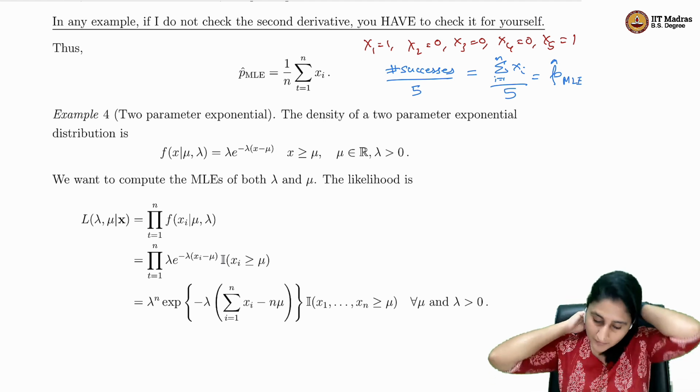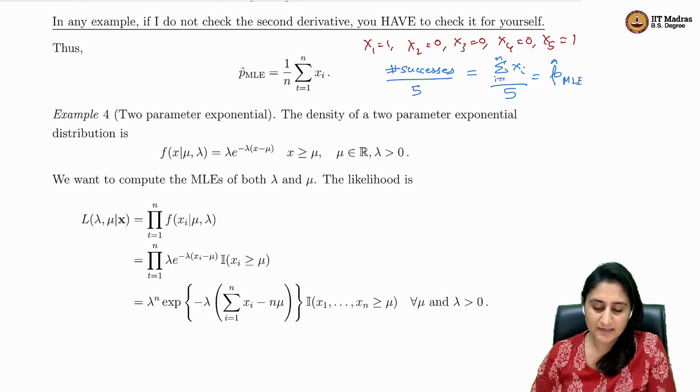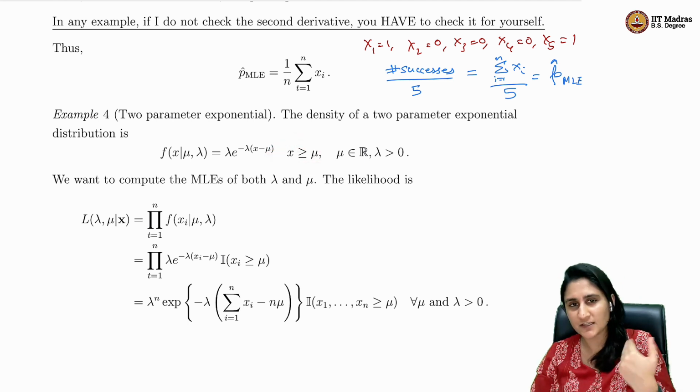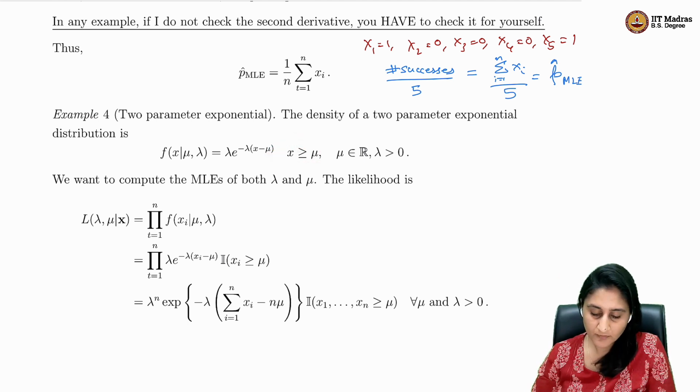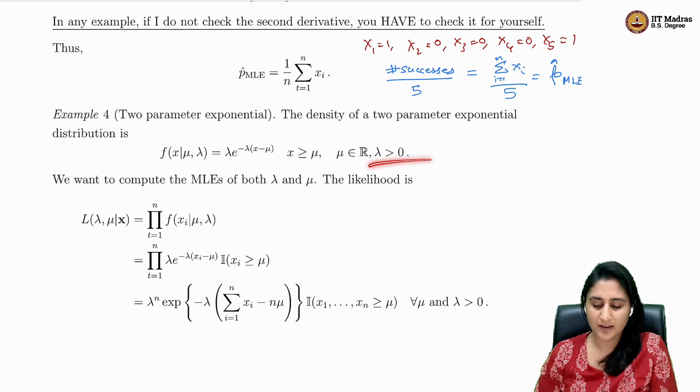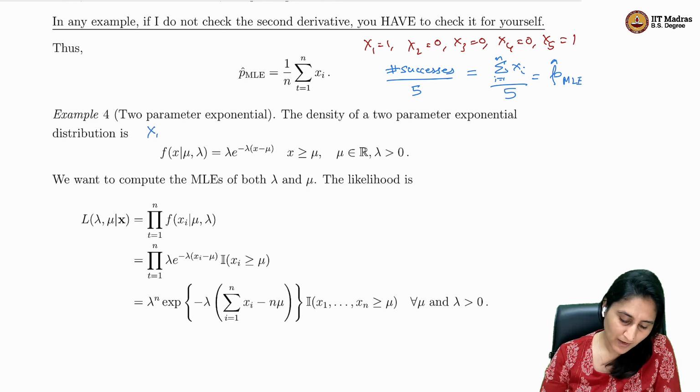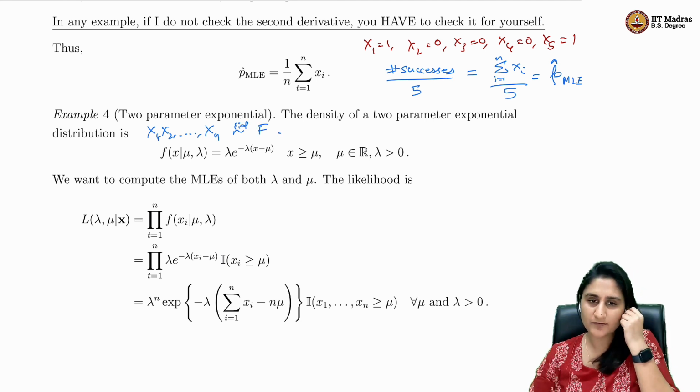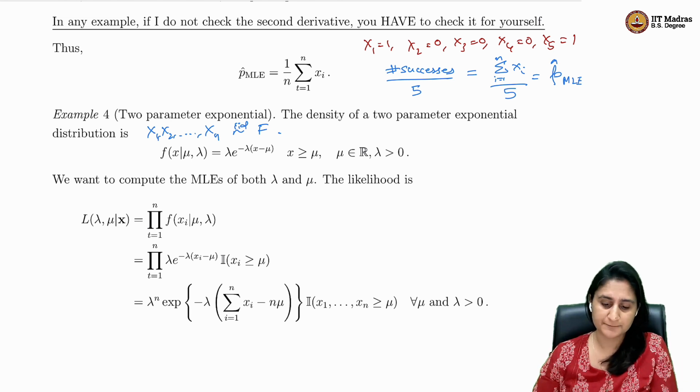Now the support of this density is that x has to be greater than or equal to mu, and mu needs to be in all reals, and lambda is positive. So the support of x is bounded below by mu, so it cannot go below mu. But mu itself can be any number in R, and lambda has to be positive. Something I missed is that I assume I have x1, x2, ..., xn, IID from this distribution. So I assume I actually have data that I've observed.